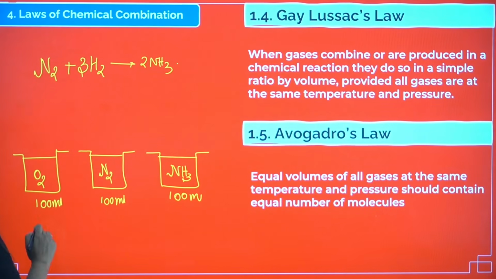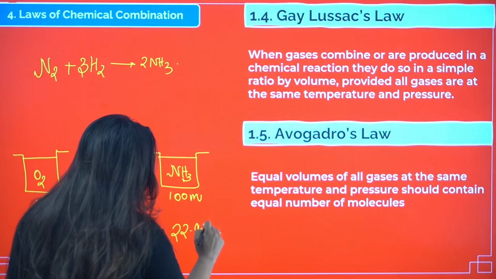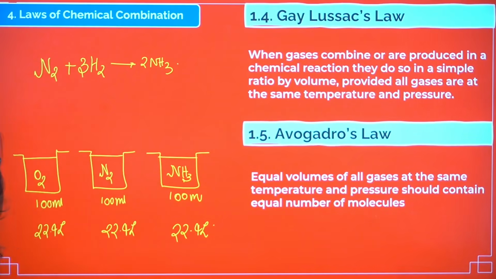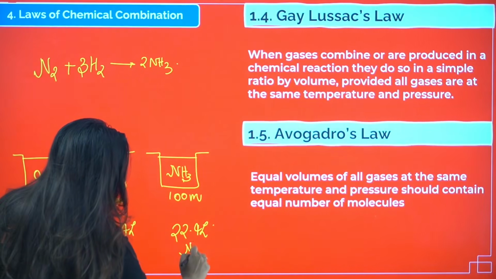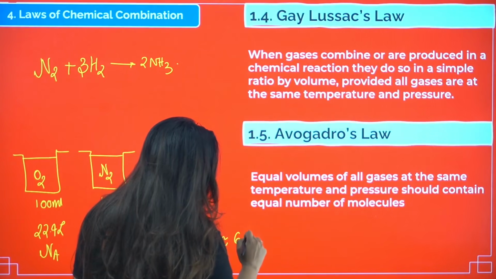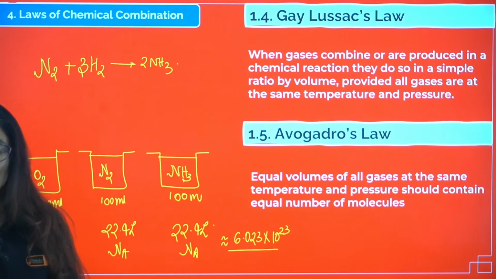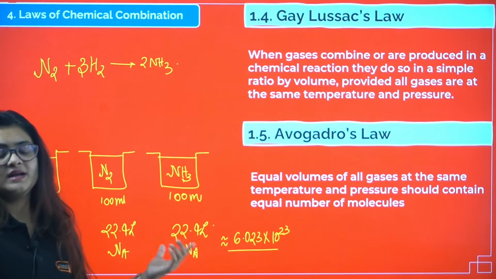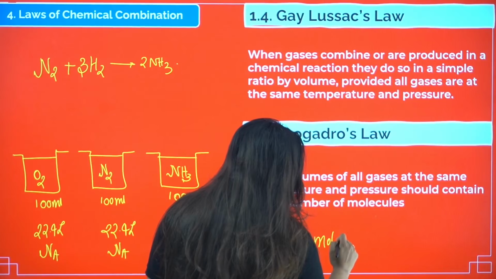Now let's say I make the container 22.4 liter. Then the number of molecules I will have is called the Avogadro number, Na. So what is the Avogadro number? That is 6.023 into 10 power 23. So this many molecules will be there when the volume of the container is 22.4 liter, and the mass of the substance will be equivalent to its molecular mass.